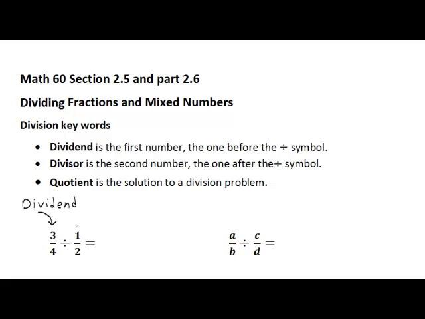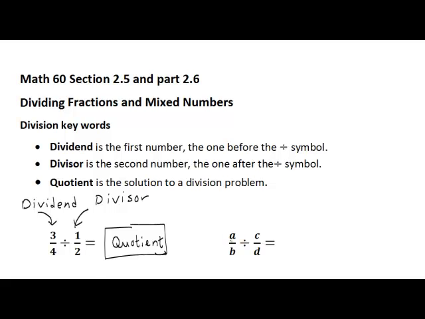And then the divisor is what we are dividing by. It is the second number in our division problem, or the one after the division symbol. So that one's called the divisor. And then the solution to this problem, this is the quotient. The quotient is the solution. So when we come up with the answer, that's the quotient.